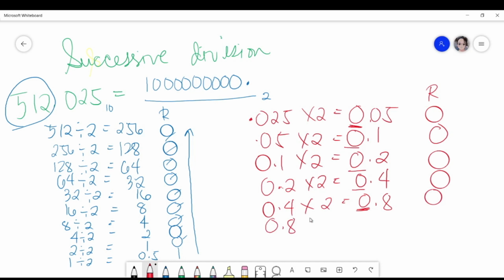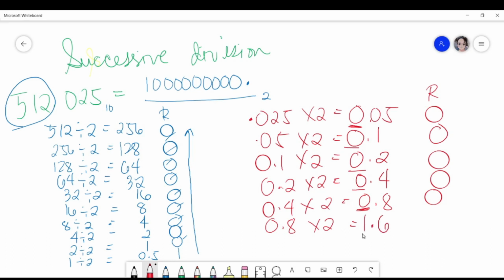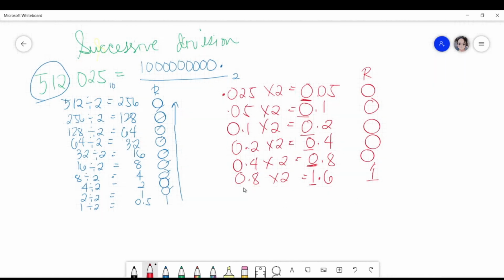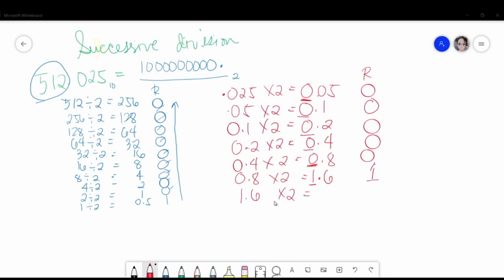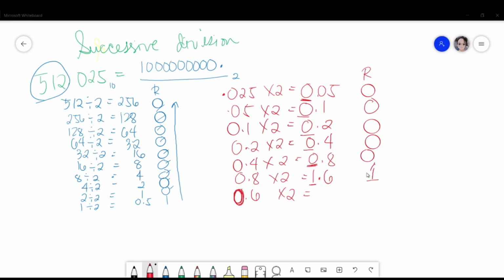Okay, so we have 0.8 times 2, it's 1.6. So the whole number is 1. Since the value has a whole number of 1, we write 1. Let's continue. Actually, guys, it's not 1.6 going forward, but it's 0.6. Okay, correction, 0.6.